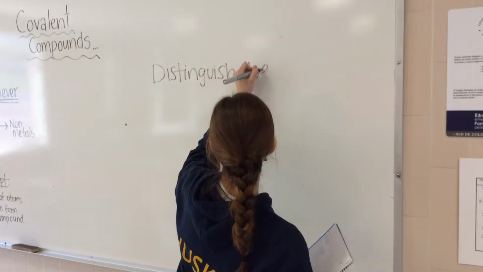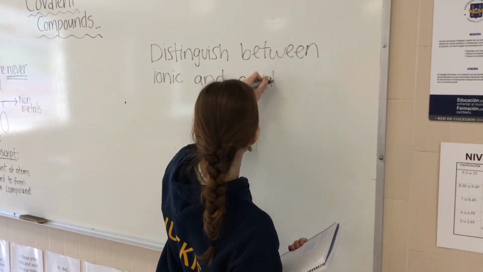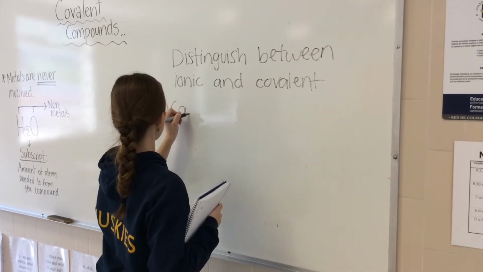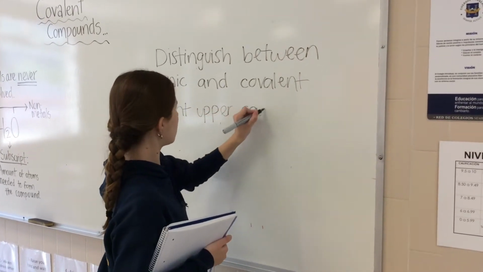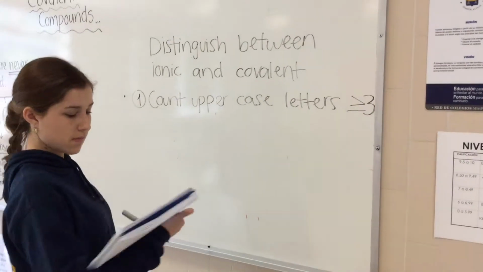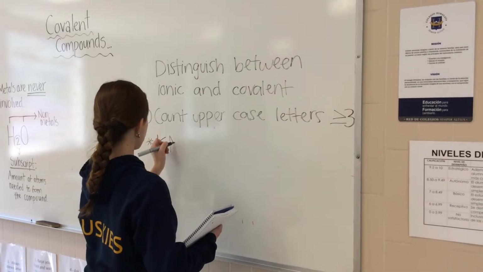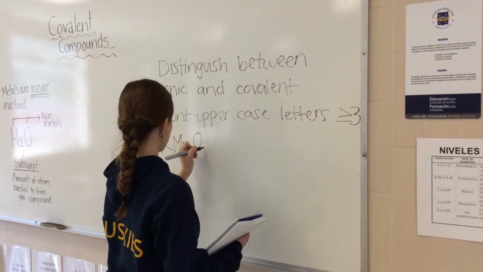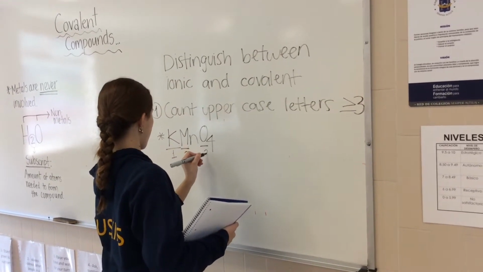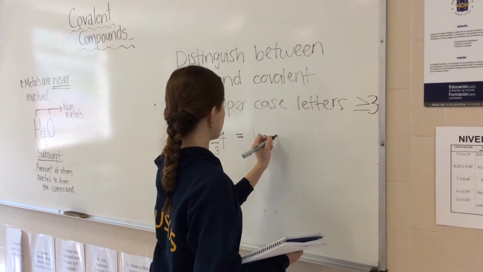Now we're going to show you how to distinguish between ionic compounds and covalent compounds. First, you have to count the uppercase letters. They need to be 3 or more. Here's an example. Potassium permanganate. So as you can see, it has 3 uppercase letters, and that means that it is an ionic compound.